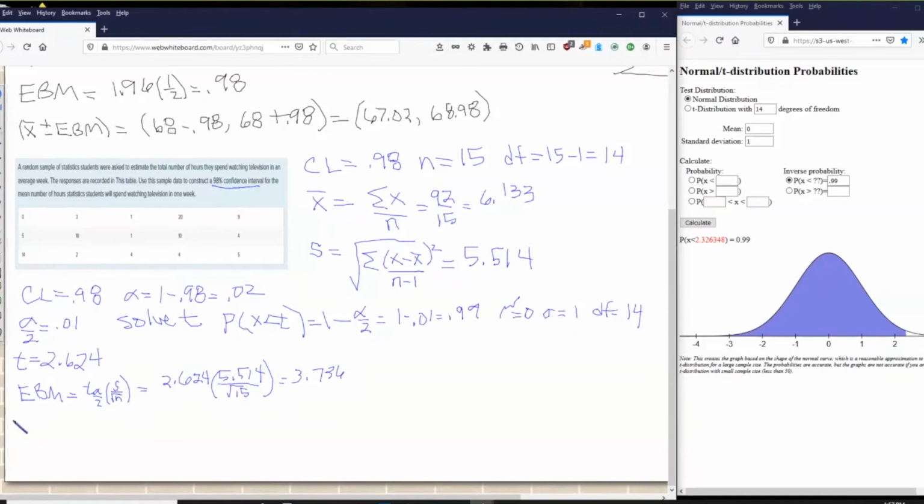And then I'm going to get the confidence interval, which you'll remember is the mean plus or minus the error bound of the mean. So that's going to be, we have a mean of 6.133 minus 3.736 for my lower bound, and 6.133 plus 3.736 for my upper bound.